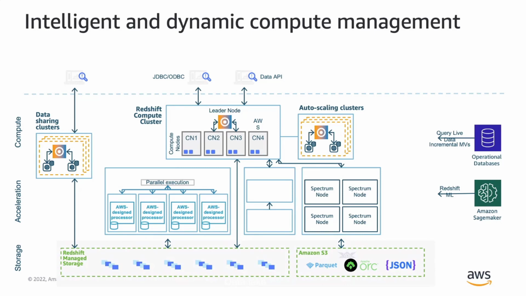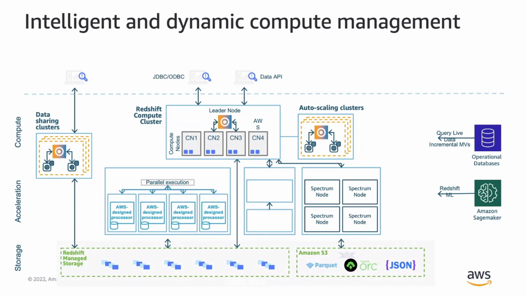Core to these innovations include the separation of storage and compute, which has allowed our customers to automatically scale data warehouse storage capacity without having to pay for additional compute resources. Redshift Managed Storage and Amazon S3 are at the core of this. Also, auto-scaling clusters or concurrency scaling provides the ability to manage variable workloads.